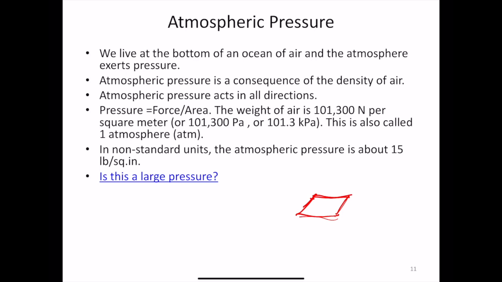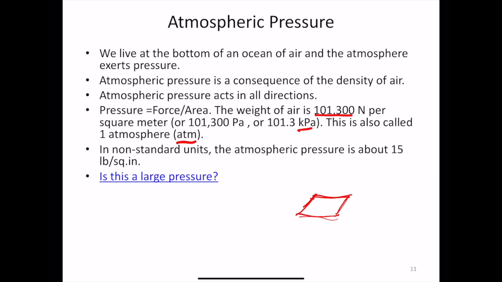If you do that, you would get the value of the atmospheric pressure to be approximately 101,300 newtons per square meter, or 101,300 pascals. Sometimes it's expressed in kilopascals, so in that case it would be 101.3 kilopascals. And this amount of pressure is usually called an atmosphere. That's also another unit of pressure, the atmosphere.